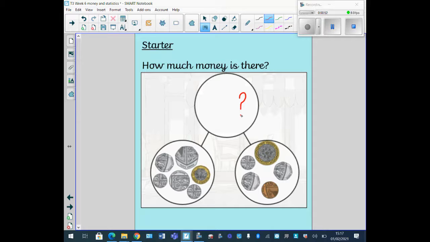Brilliant stuff, boys and girls. How did you get on? Could you work out what this value was here and this value here? Let's have a go together. I can see that I've got a pound coin here, and I've got a 50, and a 10, a 20, and two fives. So that's £1 and 50, £1.60, two fives is 10, so that's £1.70. Add 20p is £1.90.